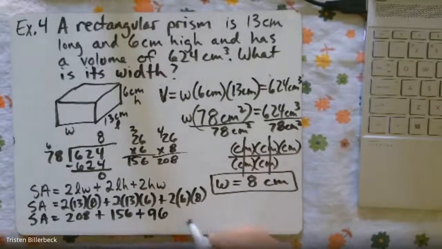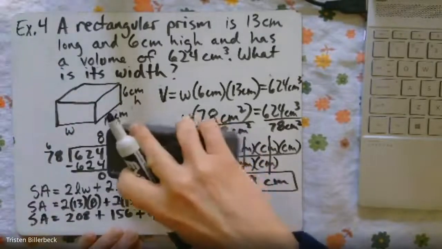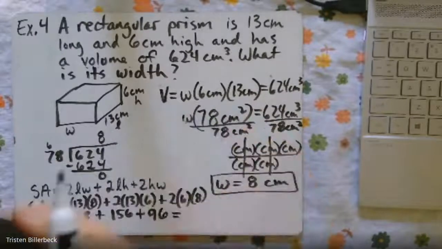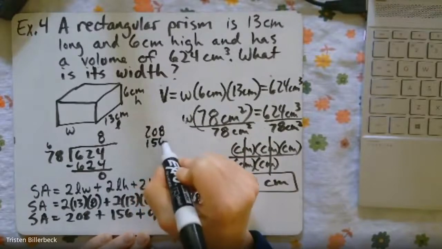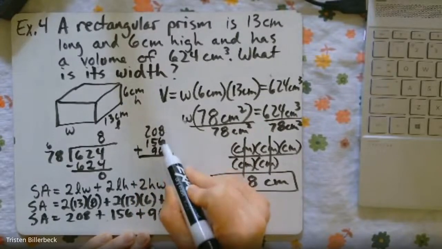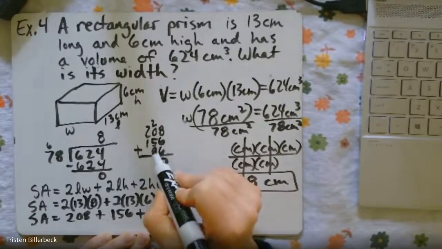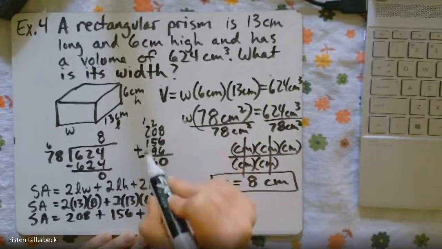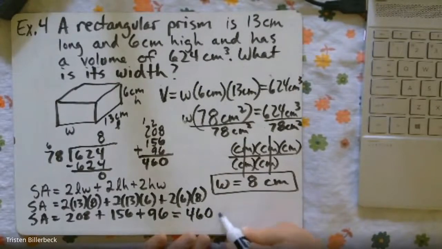Then we're adding them all up. The easiest way to add numbers like this is in a column. So let me erase this and we'll do a quick column. 208, 156, and 96, we're adding them together. So we have 8 plus 6 plus 6 is 20, carry a 2. 2 plus 5 is 7, plus 9 is 16, carry 1. And we have 460, and our units? Centimeters squared, there we go.